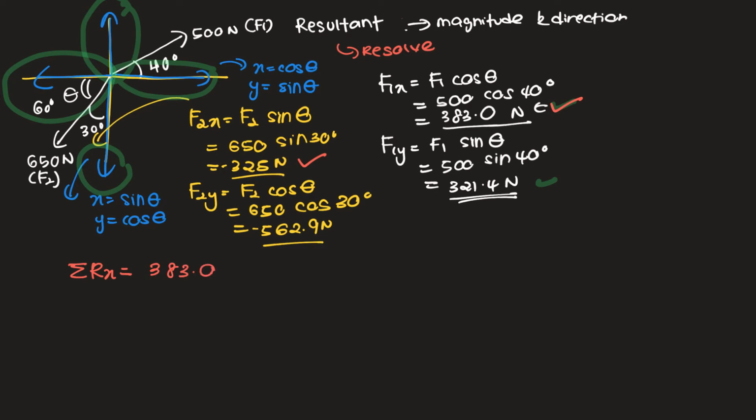Don't forget, 383.0, and then you minus 325. You find it first. Please do not forget the units. 383.0 minus 325, you're going to get 58 Newton.